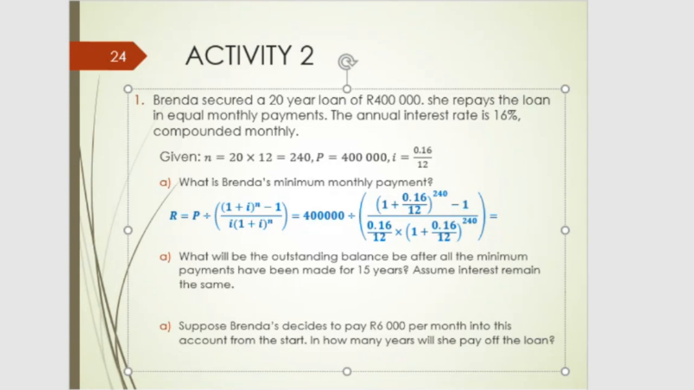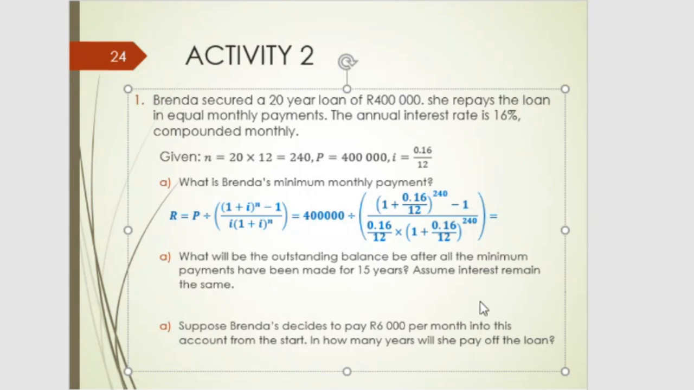Okay, let's proceed to the second part of this. It says, what will the outstanding balance be after the minimum payments have been made for 15 years, assuming interest remains the same? So let's talk about the number of years that affects the balance. What do you think will be the value of N now?